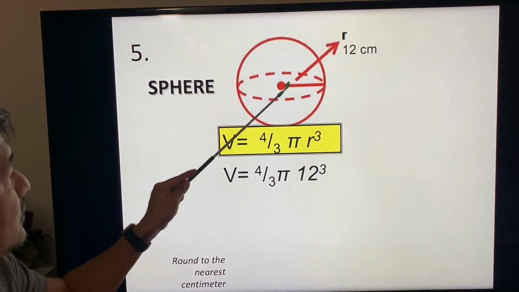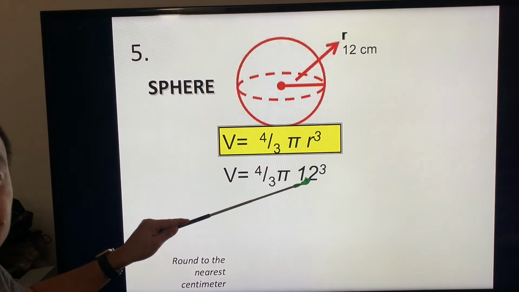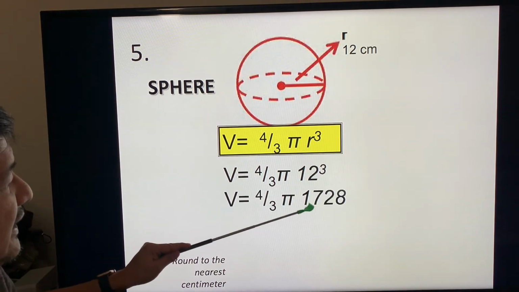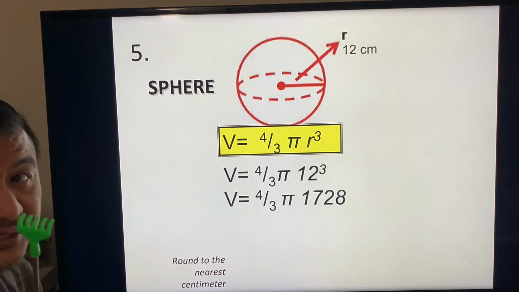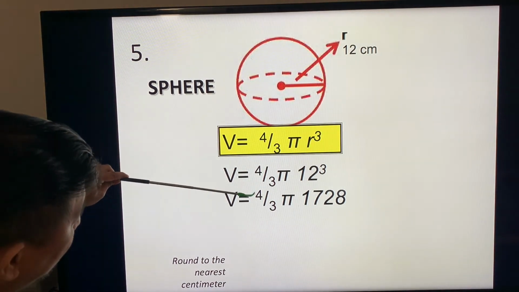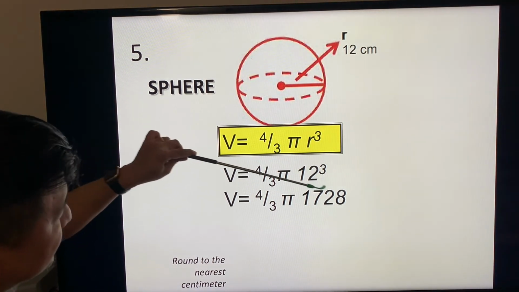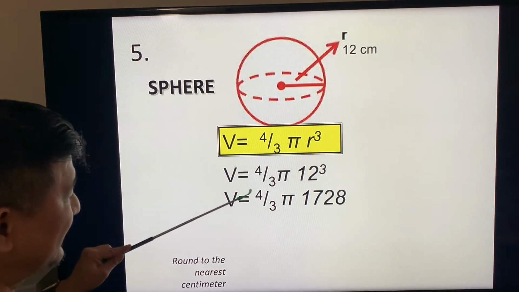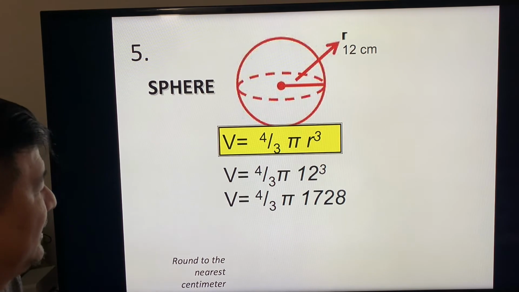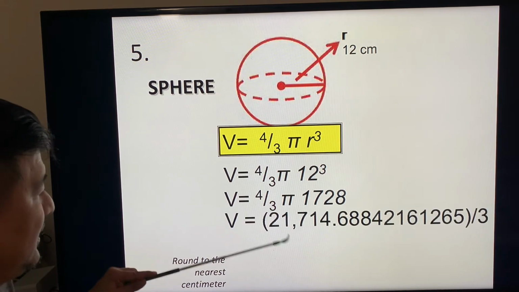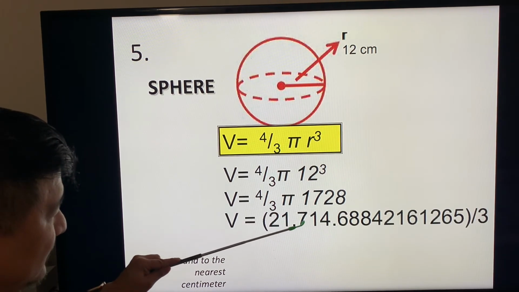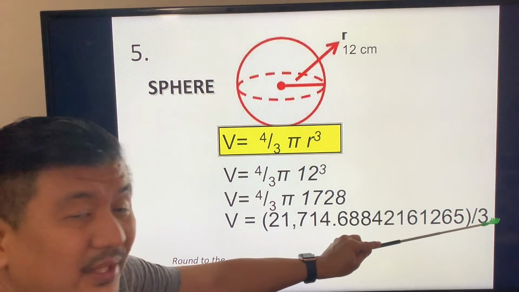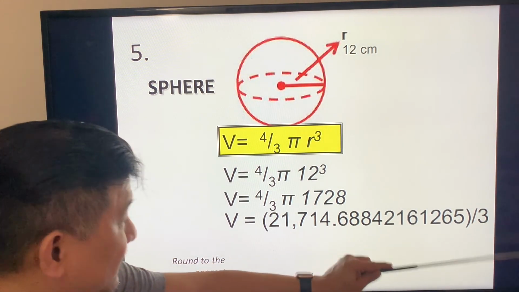So, substitute the radius of 12. I plug in my 12. That becomes 12 times 12 times 12. Then, look at the steps here. You could multiply 4 times pi times this, and the whole thing divided by 3. Multiply the top numbers first, then divide by 3. So, that's going to be 21,714 point non-terminating, the rest, and then after that, divide by 3.